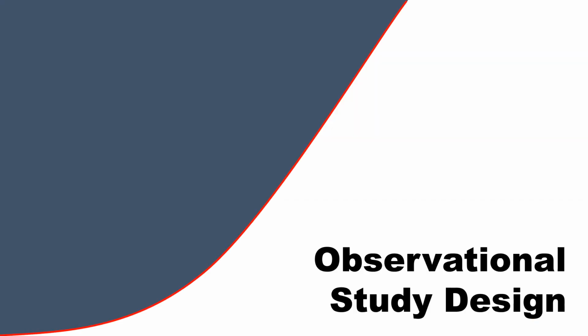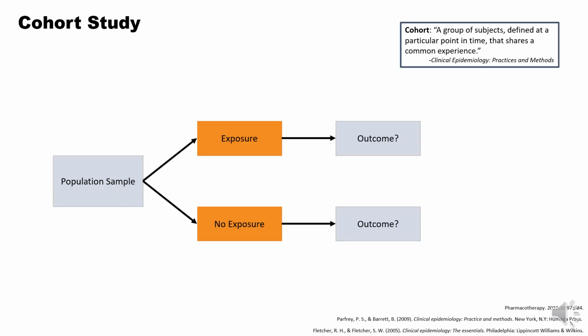So we're going to start by talking about two different types of observational study design. There are many different observational study designs, but there are two that are much more common than others, and those are the retrospective cohort study and the case control study.